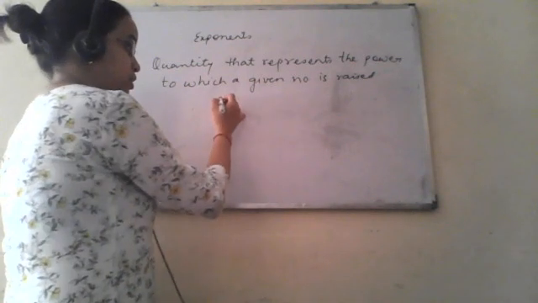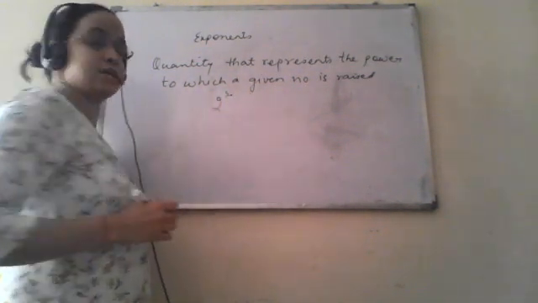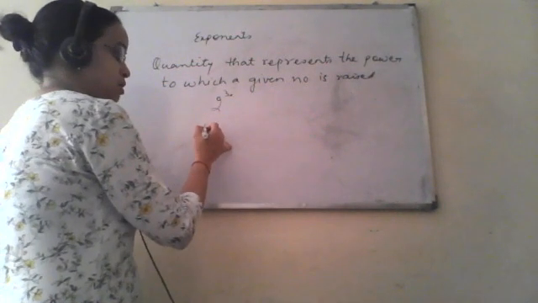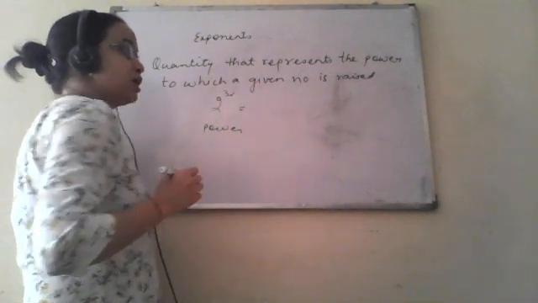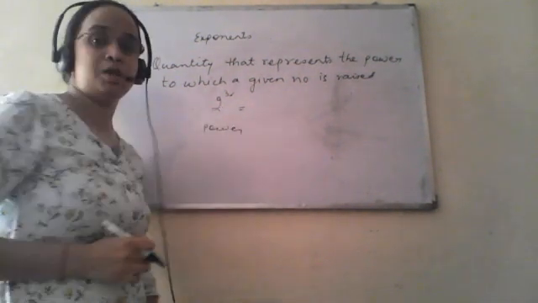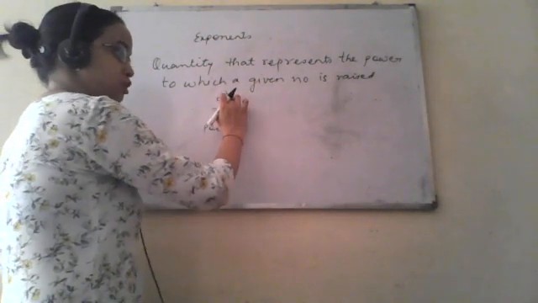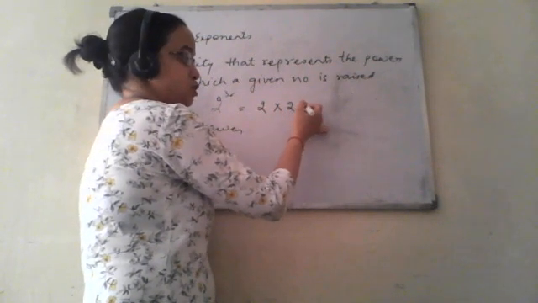What does it mean? Suppose I am writing 2 to the power 3. This 3 represents the exponent, or sometimes we call it the power. This particular number shows how many times this 2 has to be multiplied. Since it is to the power 3, that means this 2 has to be multiplied 3 times.